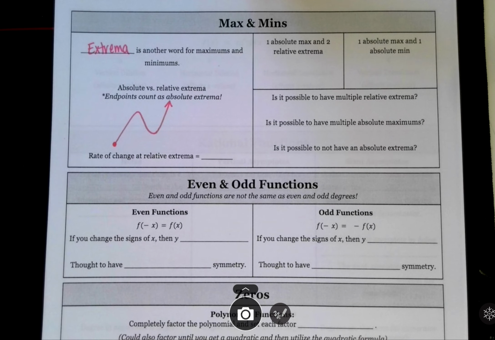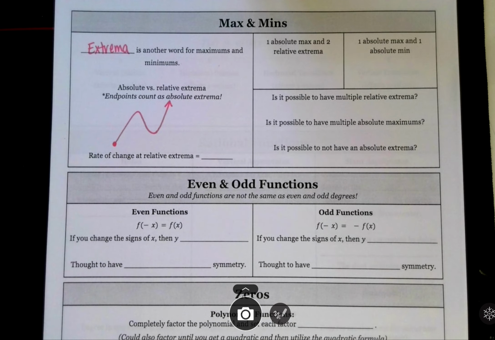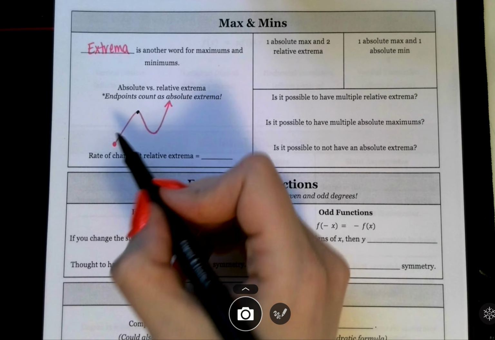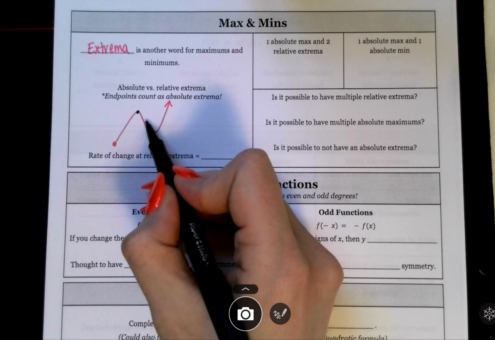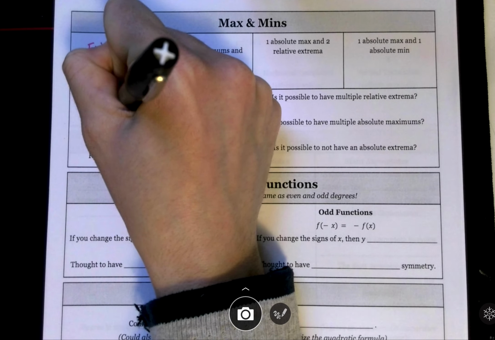Let's look at that. Right away, I do not have an absolute maximum because this arrow will go on forever, so it'll never reach an absolute point. I do have this point here. My graph goes up, it hits that peak and it goes back down. This would be a relative maximum.